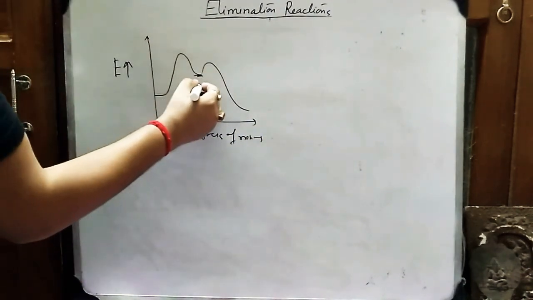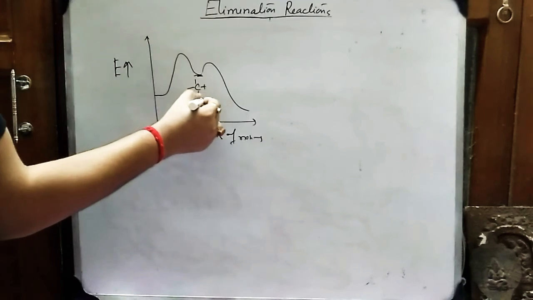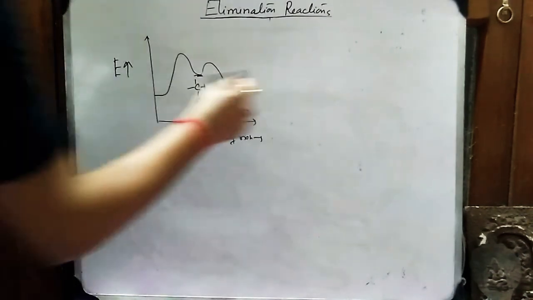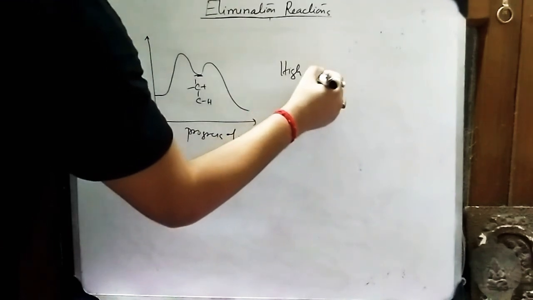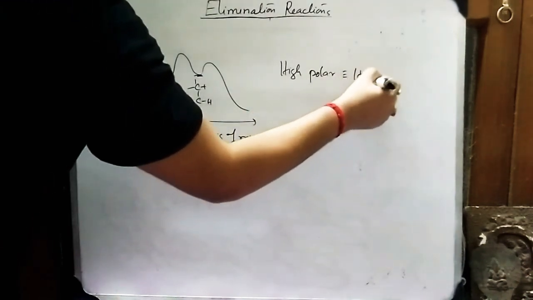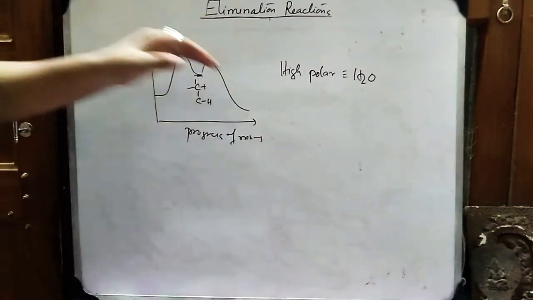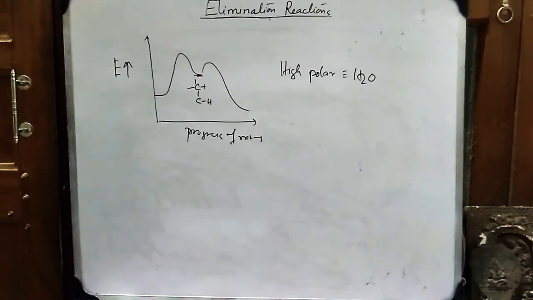This is the region where the carbocation formation takes place. Okay, so carbocation is a charged species. As you can see in the energy profile diagram, the charge is concentrated on the carbon. If we use a highly polar solvent, high polar means like water, then the positive charge will be caged perfectly. It will cage this carbocation very well through its hydrogen dipole bonding.